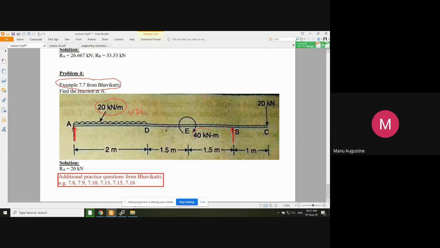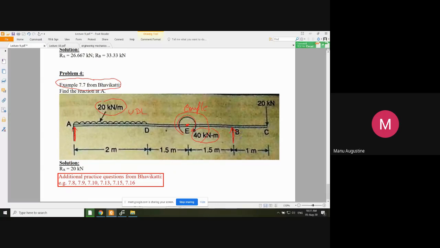40 kilonewton meter. ये क्या चीज़ है? A rotational symbol is given. So that means this is a couple or a moment. A couple is also applied. यानी कि इस rod को पकड़ के घुमाने की भी चेष्टा की जा रही है. Somehow you are trying to rotate the rod like this in the clockwise direction. So a couple is also applied. And where is it applied? It is applied at E point here.